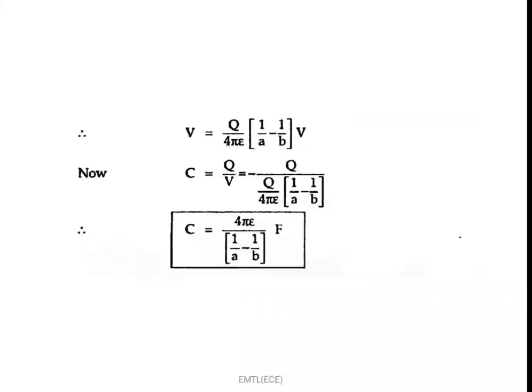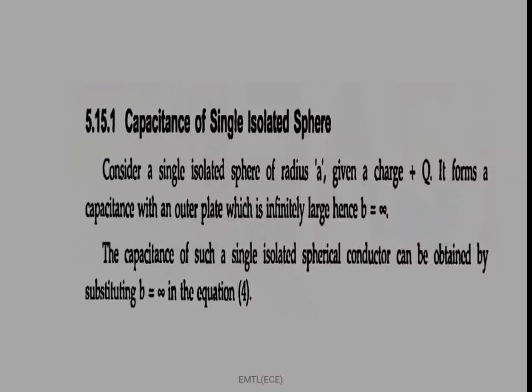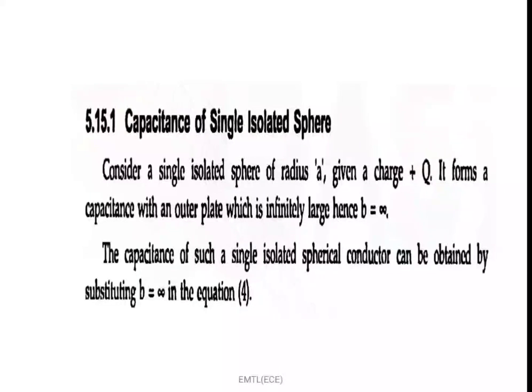Now the next case is the capacitance of a single isolated sphere. Consider a single isolated sphere of radius small a having charge Q. It forms a capacitance with the outer plate at an infinitely large distance, that is, the B value is taken as infinity.